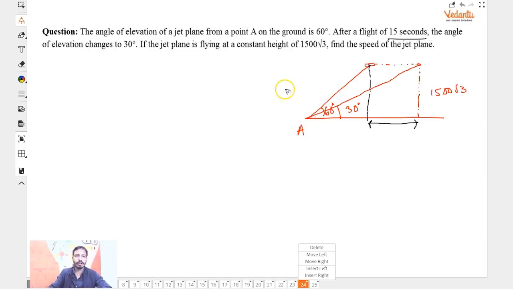Okay guys, so note this question, note out the data which is given. So the height is given as 1500 root of 3. That's it. So I have already drawn it for you. So this is the diagram done. So hope you can solve this. Done? Okay, good.